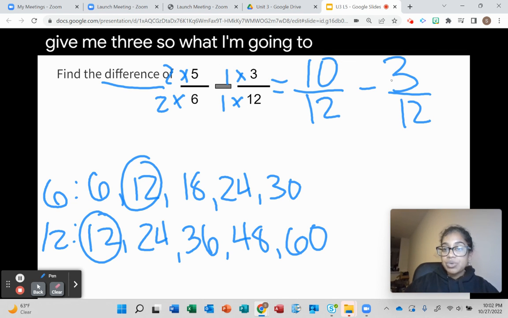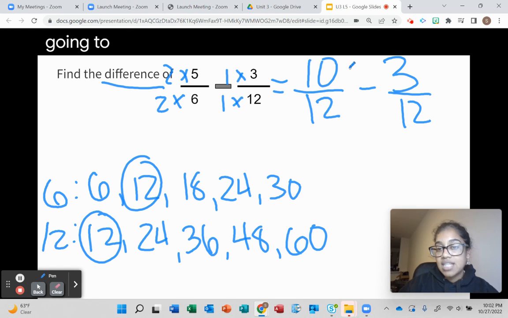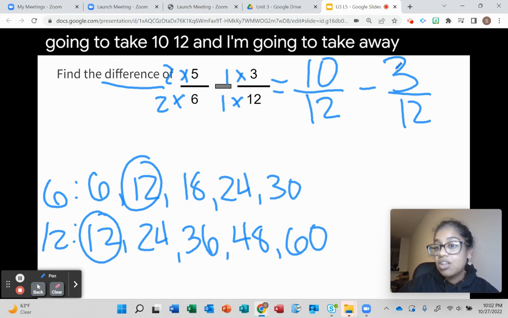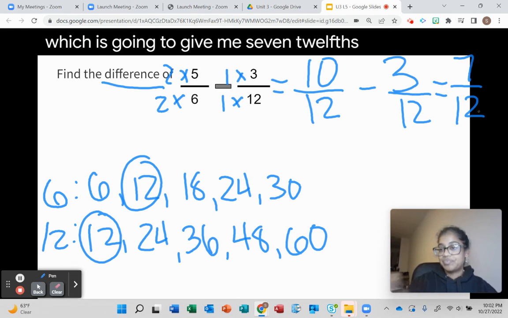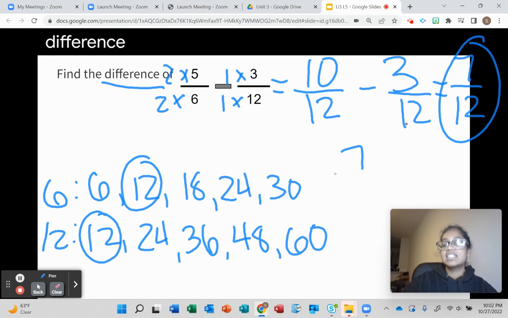So what I'm going to do now is take 10 twelfths and take away 3/12, which is going to give me 7/12. Okay, so our difference is 7/12.